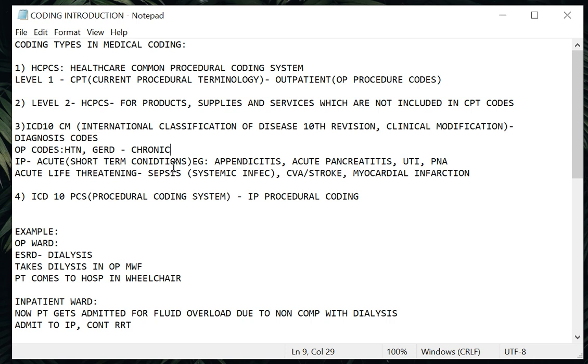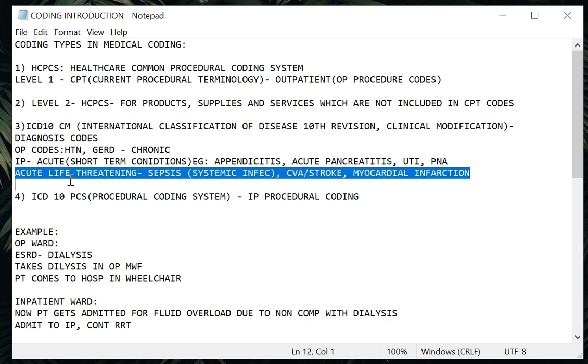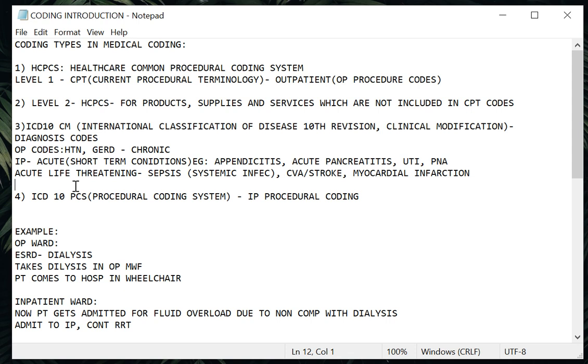So what about the IP? These codes include acute conditions and acute life-threatening conditions. What is the difference between acute and acute life-threatening conditions? Simple. For example, if the patient is having an acute, meaning short-term, condition, it suddenly comes, lasts for a very short term, and then it goes.